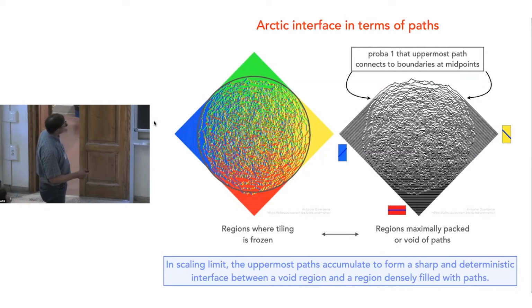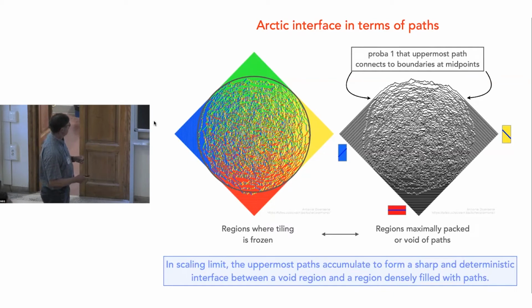And what you see is that the Arctic curve will in fact correspond, in the scaling limit, to a fraction of the uppermost paths that will accumulate and condense on a single line, which will become deterministic and form the Arctic curve. So the Arctic curve will really come from the condensation of all these upper paths onto a single line, making a sort of impenetrable barrier.